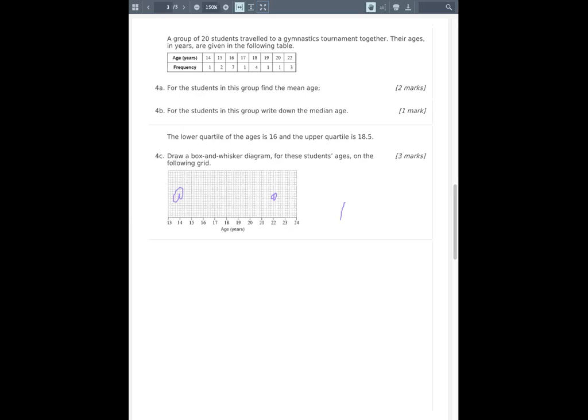Okay. But yeah, basically, your lower quartile is 16. Your upper quartile is 18 point something. We'll say that that's somewhere around here. Your median would be 16.5, so that would be that line. Then you just connect it. Make sure it's organized. Yeah, that would be your box and whisker plot.